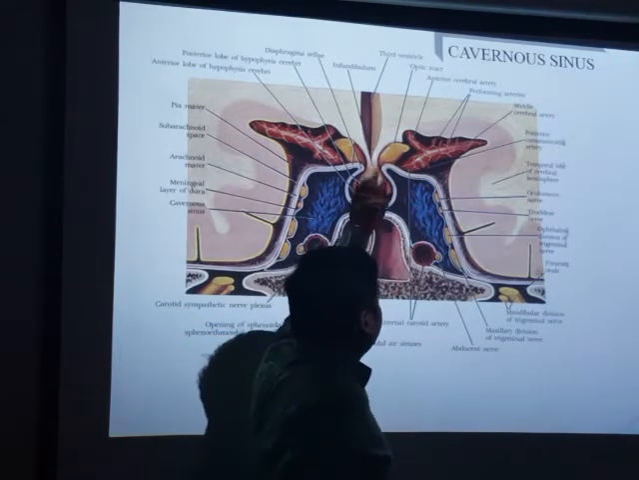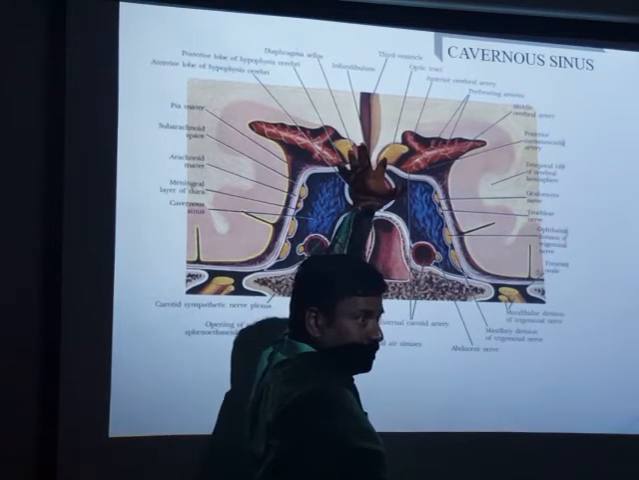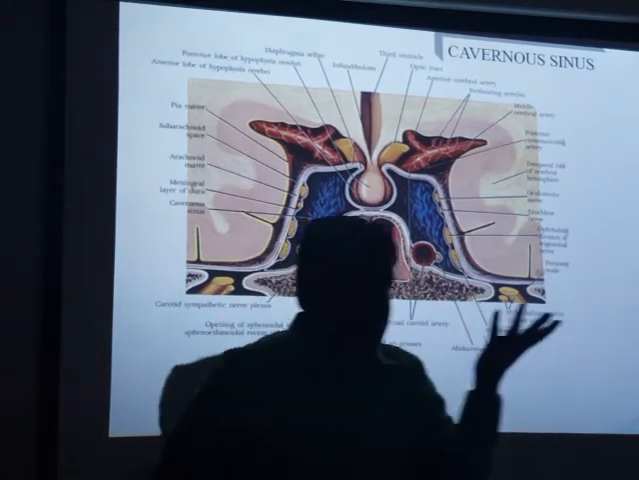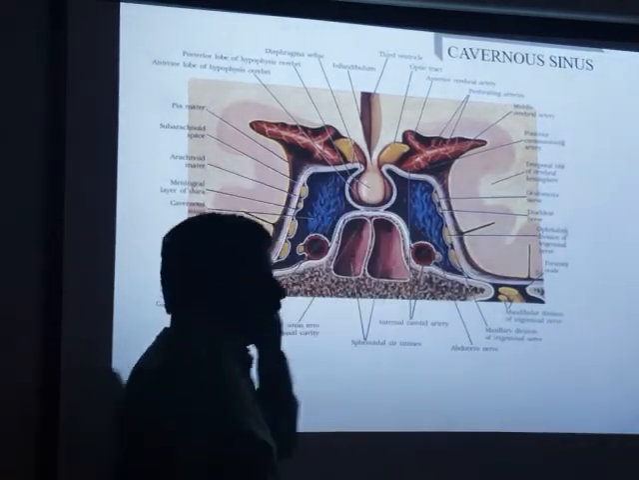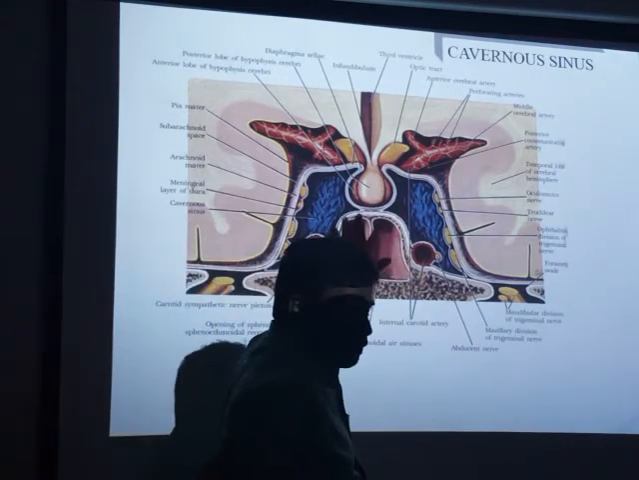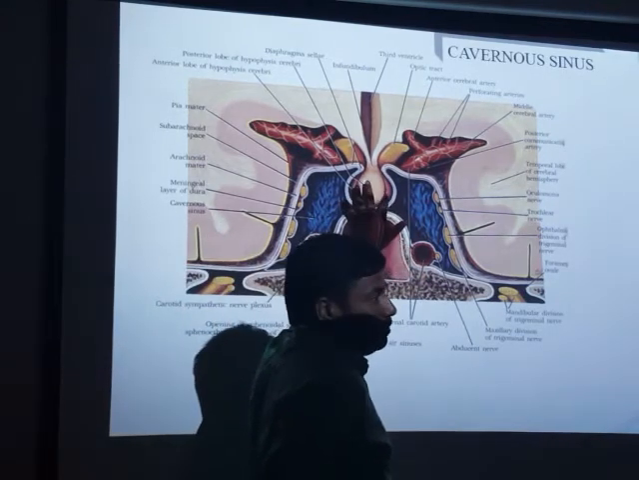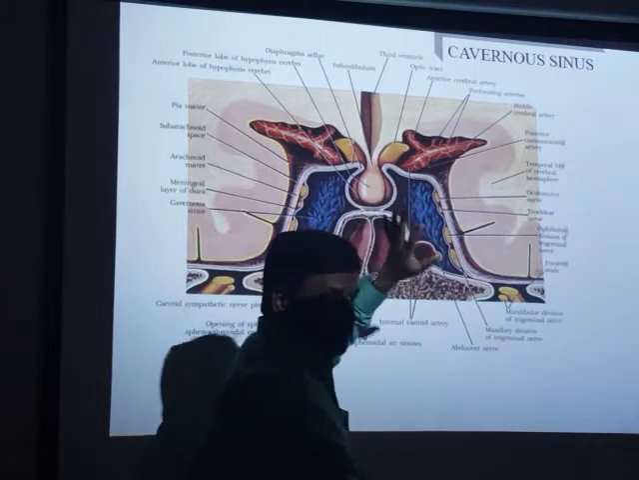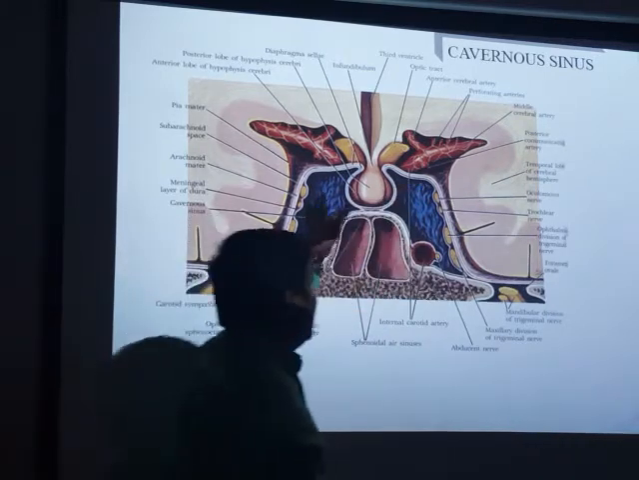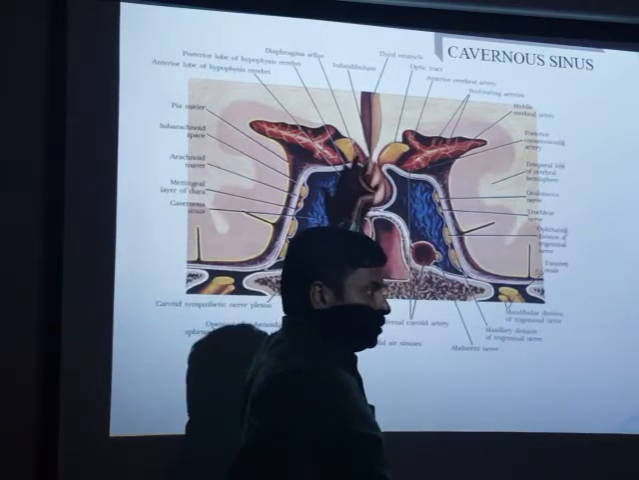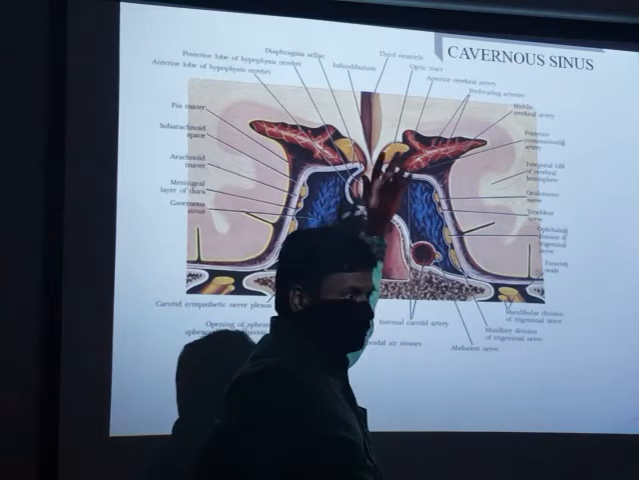If there is any tumor, it may press upon these nerves, the optic nerves, and may cause blindness. So that's why these relations become important clinically. You should know the relations of the pituitary gland. Am I clear? Clear about the relations? The lateral relations, inferior relations, superior and anterior relations.